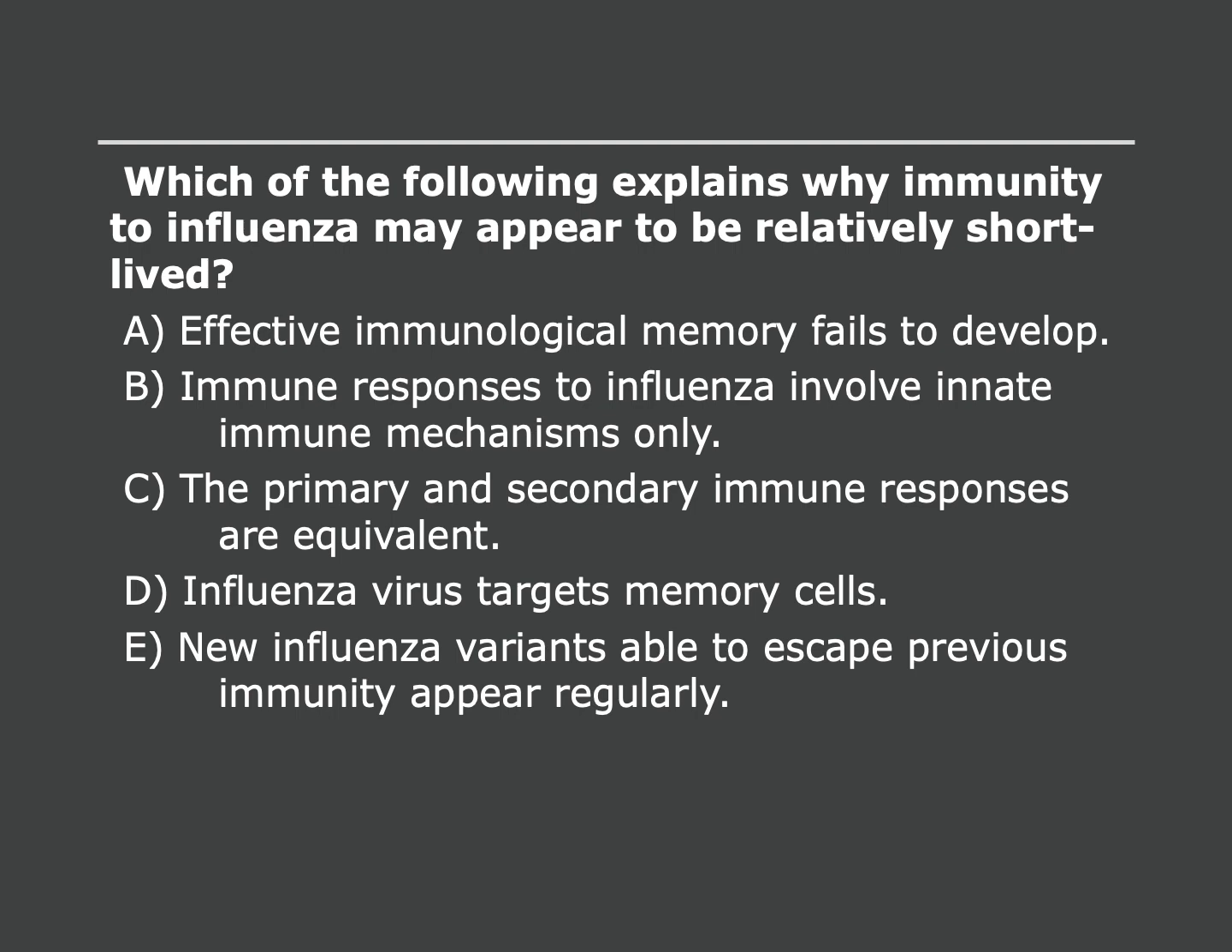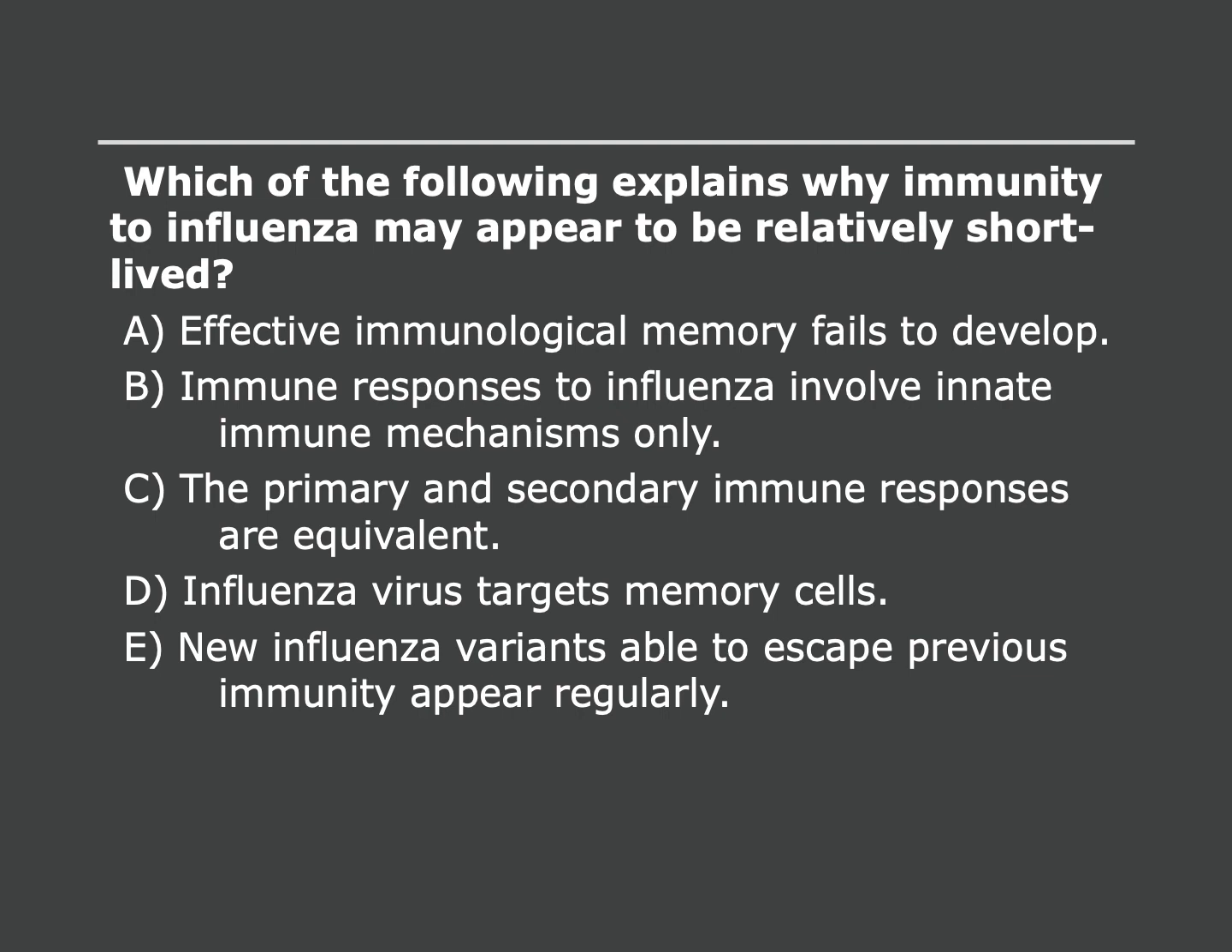Which of the following explains why immunity to influenza may appear to be relatively short-lived? This is an important one. It gets into COVID, infectious diseases, all these issues. We'll talk more about why this is correct in following slides and following classes. But A, effective immunological memory fails to develop. Or B, immune responses to influenza involve innate immune mechanisms only. C, the primary and secondary immune responses are equivalent. D, influenza virus targets memory cells. Or E, new influenza variants able to escape previous immunity appear regularly.